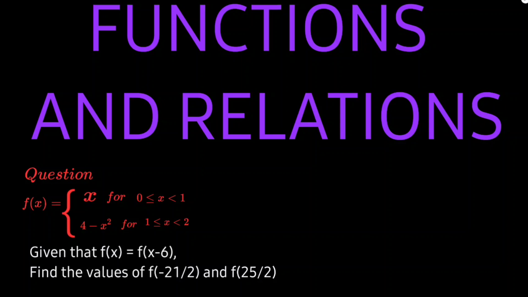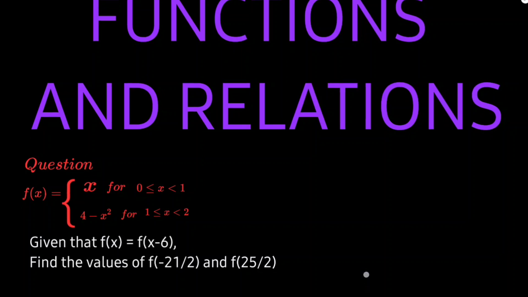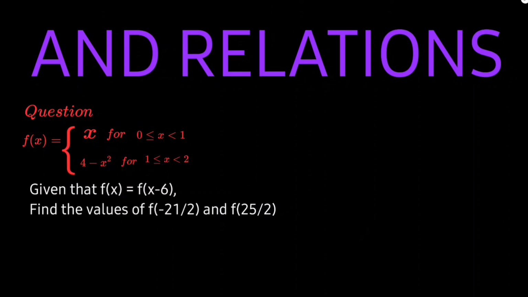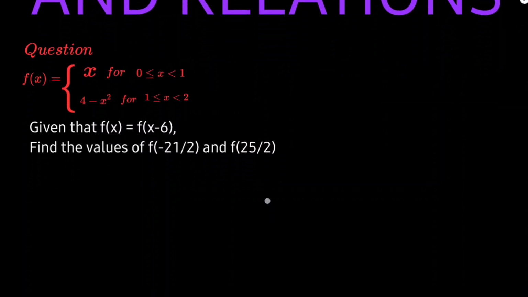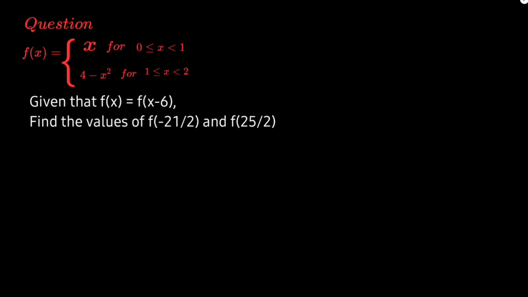In this video, we're going to solve a question on periodic functions. The question says f(x) is equal to x for x greater than or equal to 0 and x less than 1 for the first case, and the second case is f(x) equal to 4 minus x squared for x greater than or equal to 1 and x less than 2. We are given that f(x) is equal to f(x minus 6). Find the values of f(-21/2) and f(25/2).